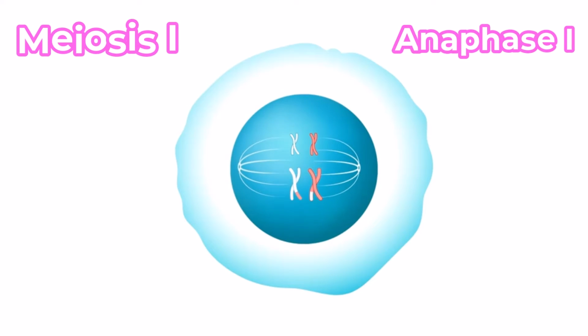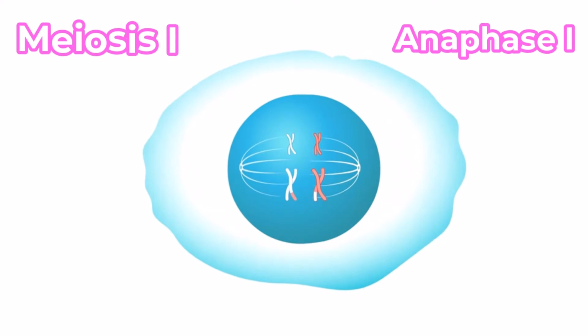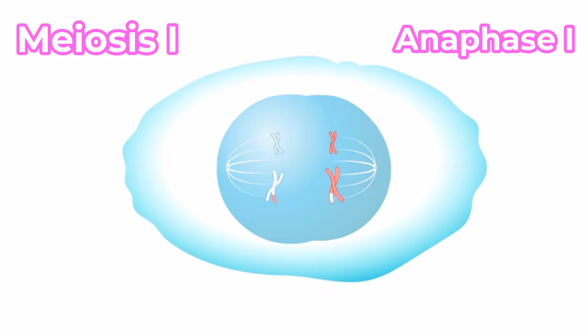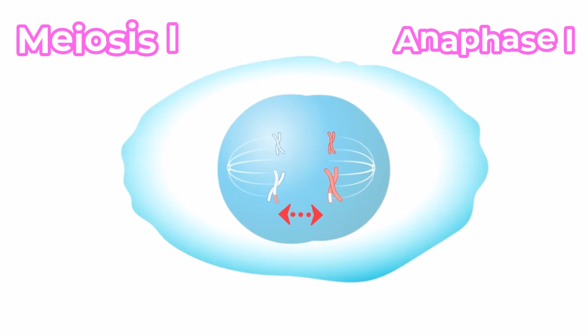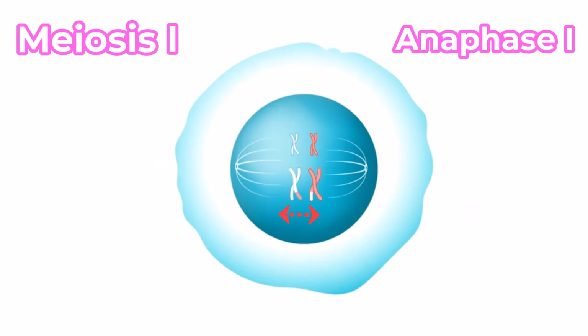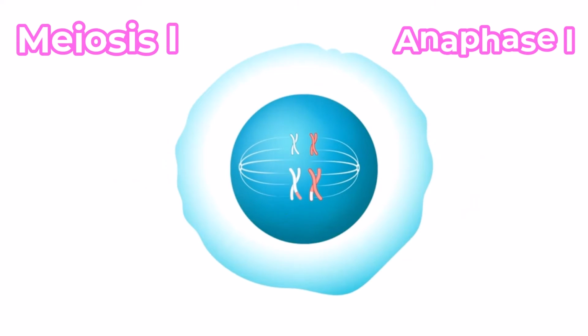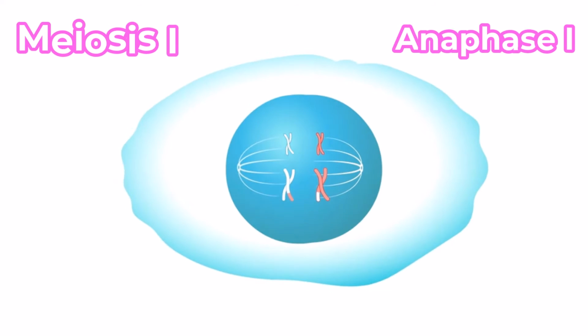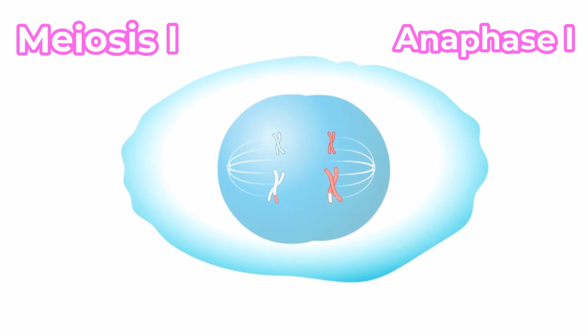In anaphase 1, the attachment between the homologous chromosomes of each pair breaks, and the chromosomes now migrate towards the poles of the cell. In contrast to mitosis, the sister chromatids migrate as a pair instead of splitting up. They are not separated from each other, but are only separated from their homologous chromosome partners.